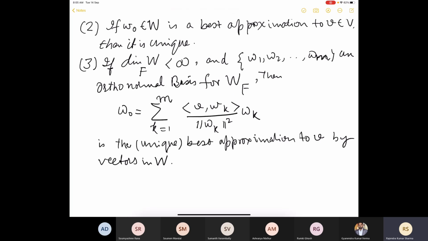We have also proved that if w naught is a best approximation to a vector v in V by vectors in W, then this is unique.